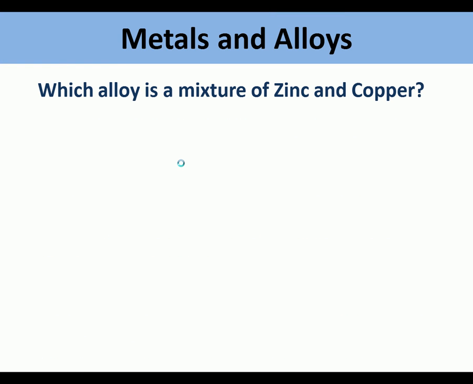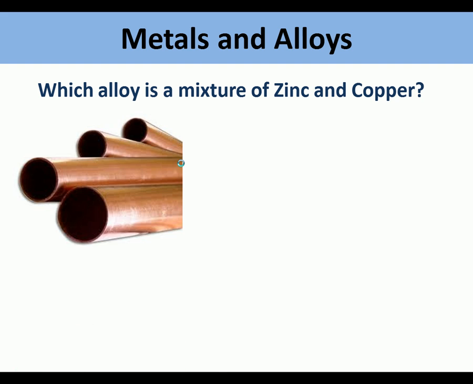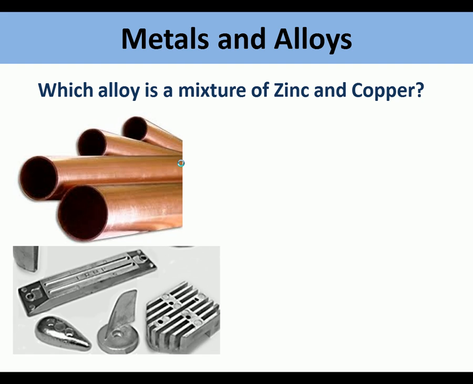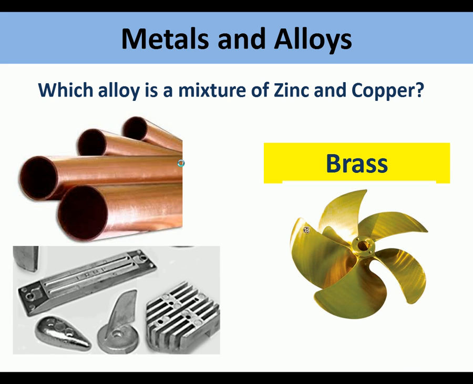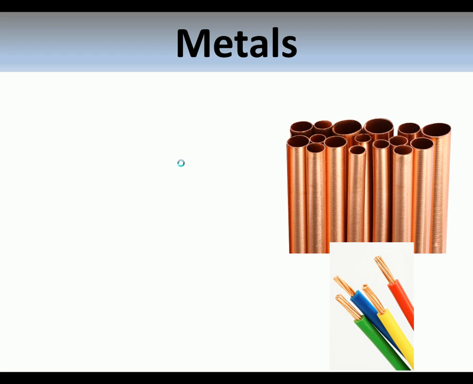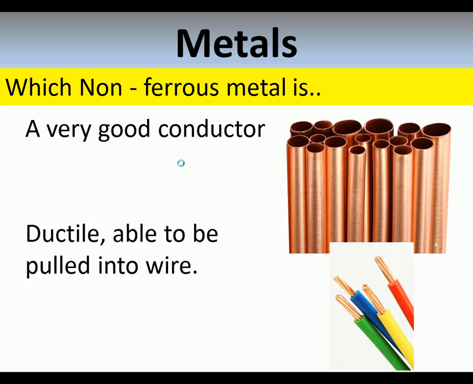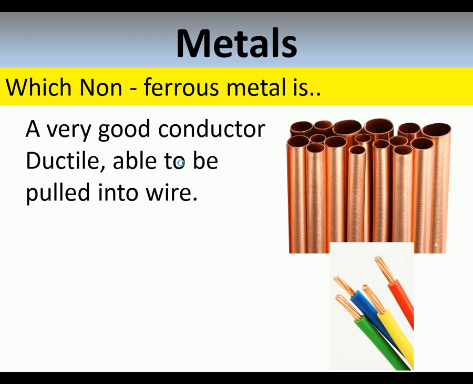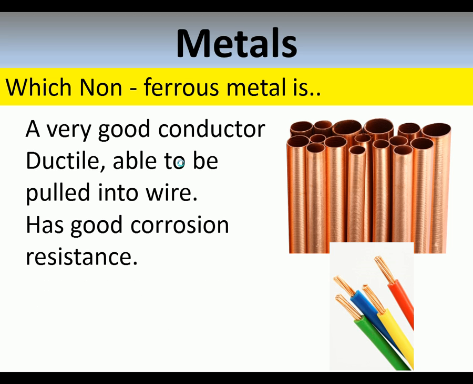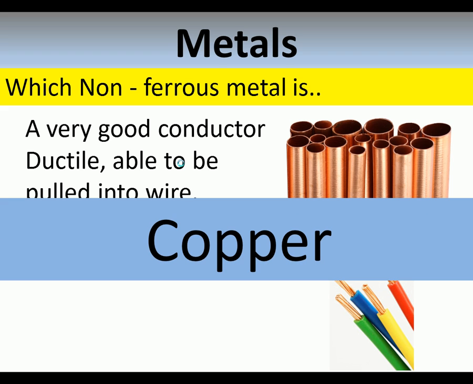Which alloy is a mixture of zinc and copper? The alloy is brass. Metals, non-ferrous metal. Which non-ferrous metal is a very good conductor, ductile, able to be pulled into wire and has good corrosion resistance? Copper.